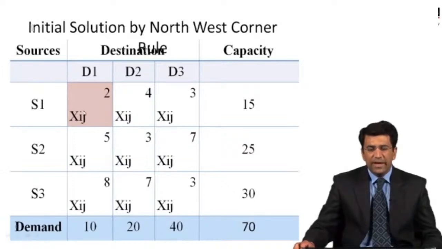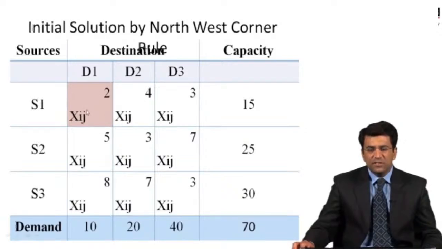So first of all, by using the northwest corner technique, we will have to find the initial solution, and of course we will start from the very first cell, that is S1 D1. For this particular cell we compare the row total, which is 15, with the column total, that is 10, which is less. So we will put 10 in this particular cell.